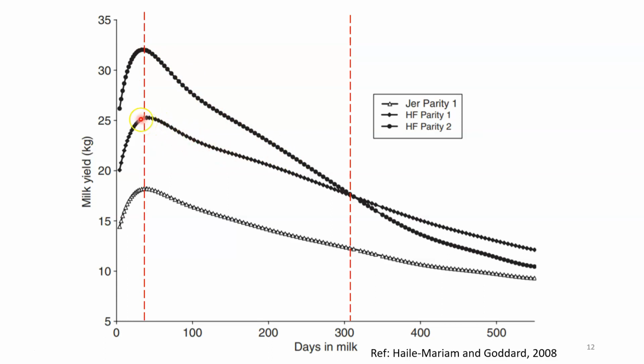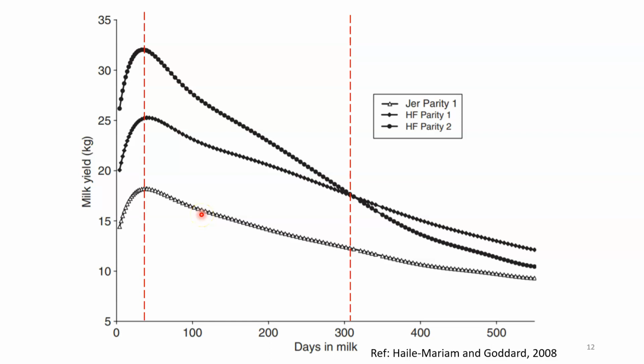In the earlier graph, the animal's peak lactation was 30 in first parity, and in second and third it was 40. So don't hang on to these numbers. This depends on the country and the era. This was 2008, so 13, 14, 15 years ago. So numbers change. Rapid decline here.